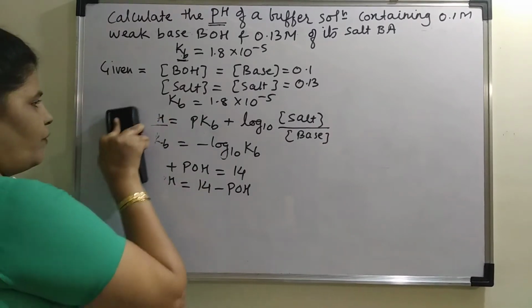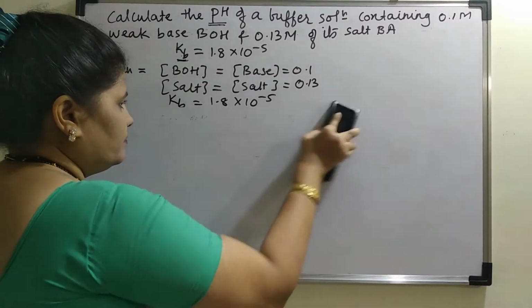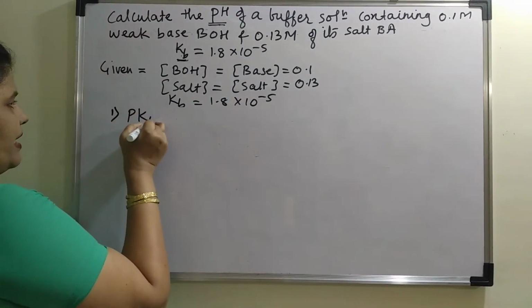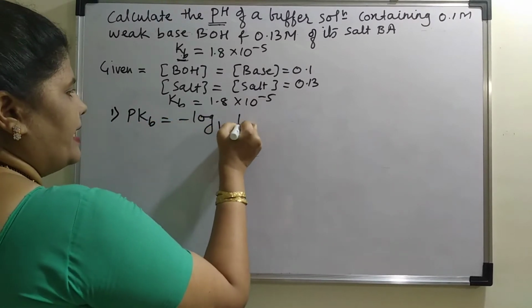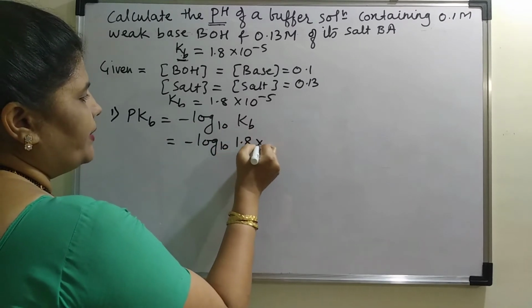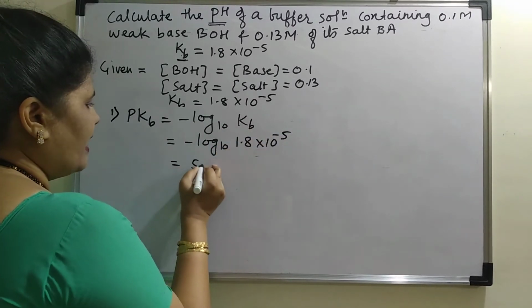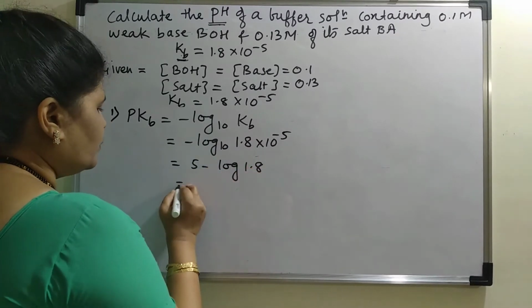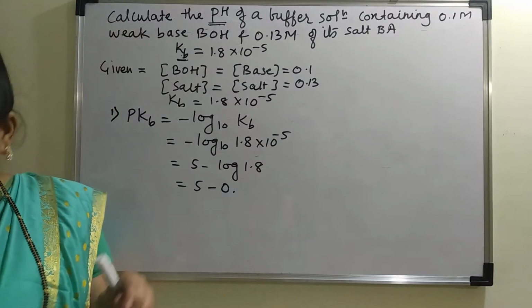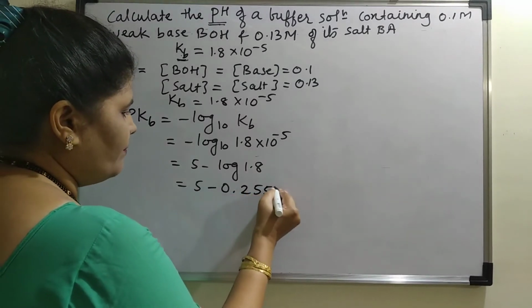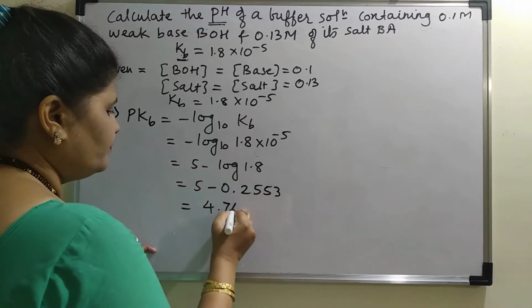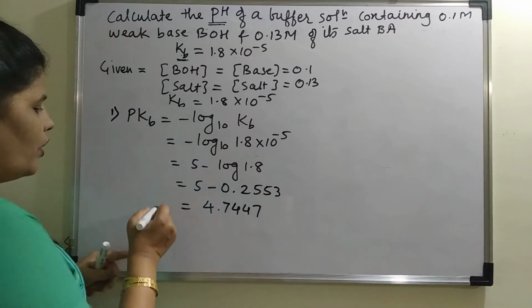So let us use the first formula now. The first formula is pKb is equal to negative log to the base 10 of Kb. So that is negative log to the base 10 of 1.8 into 10 raised to minus 5. So that is 5 minus log of 1.8. So that is 5 minus 0.2553. How much you get is 4.7447. Right? So I got the pKb value.